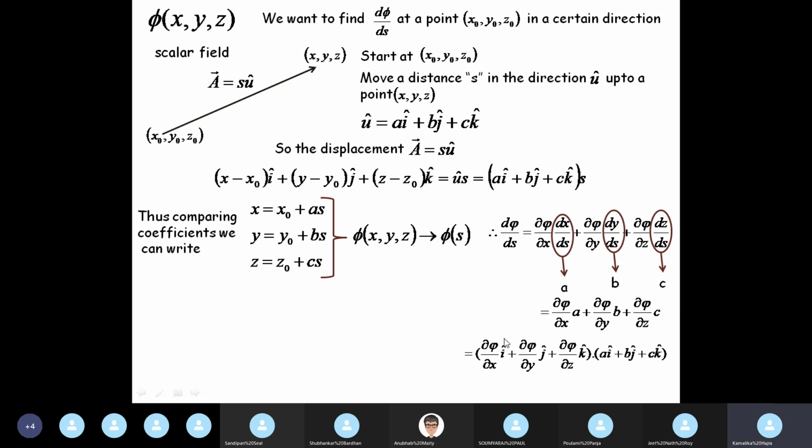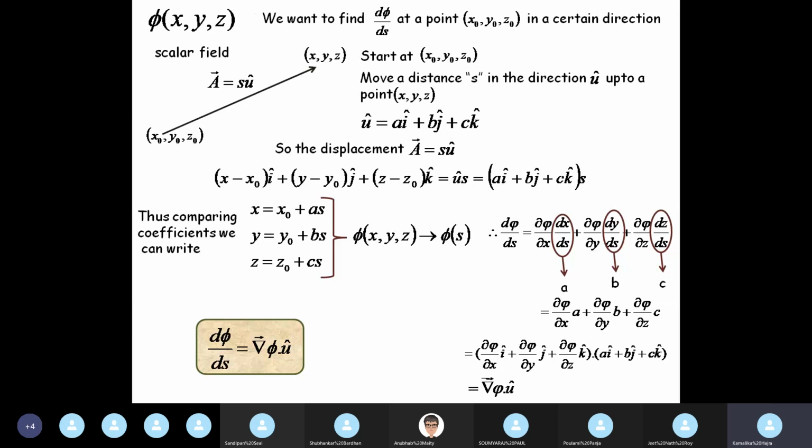But what does this first expression stand for? The first bracketed expression, what does it mean? What is this? Ma'am, this is grad phi. Grad phi. And what is this, a i cap plus b j cap plus c k cap? U cap, unit vector. So this becomes equal to grad phi dot u cap.